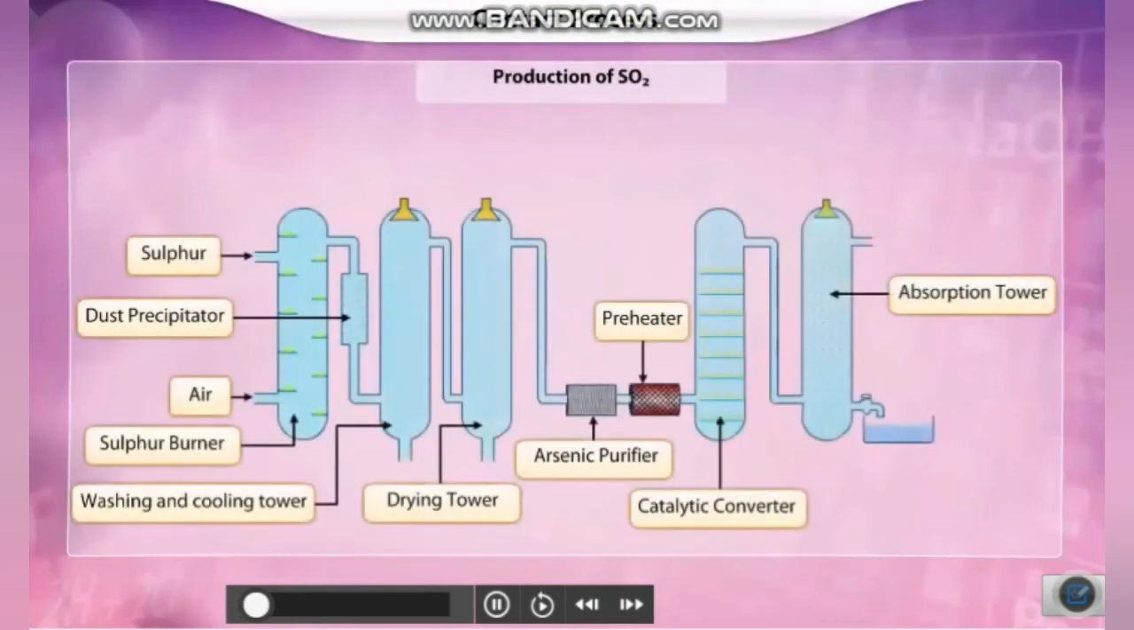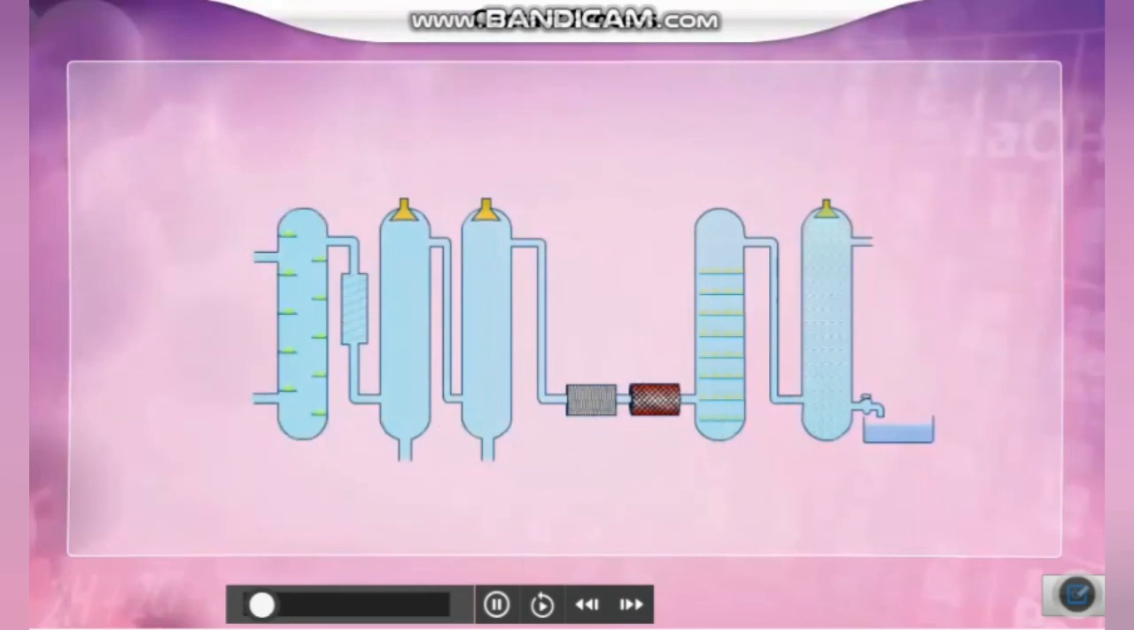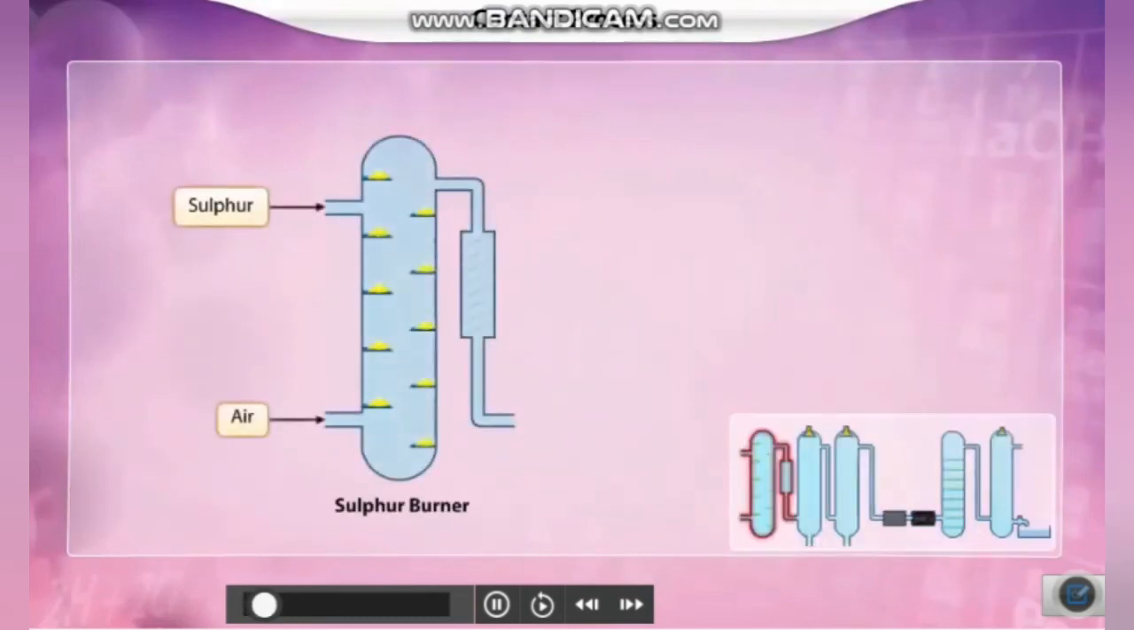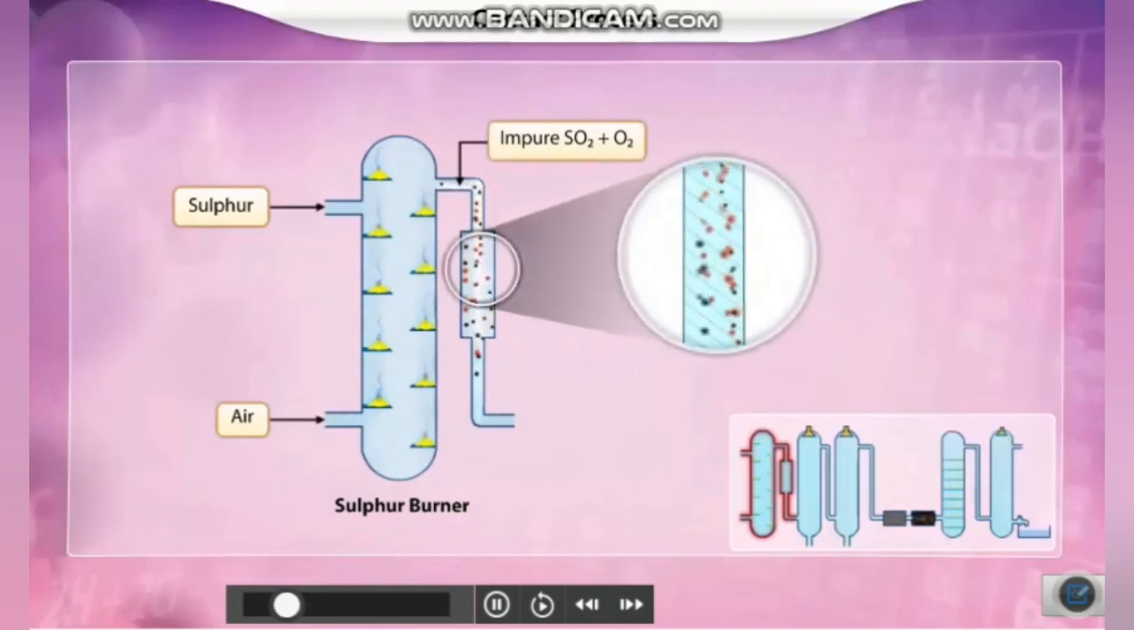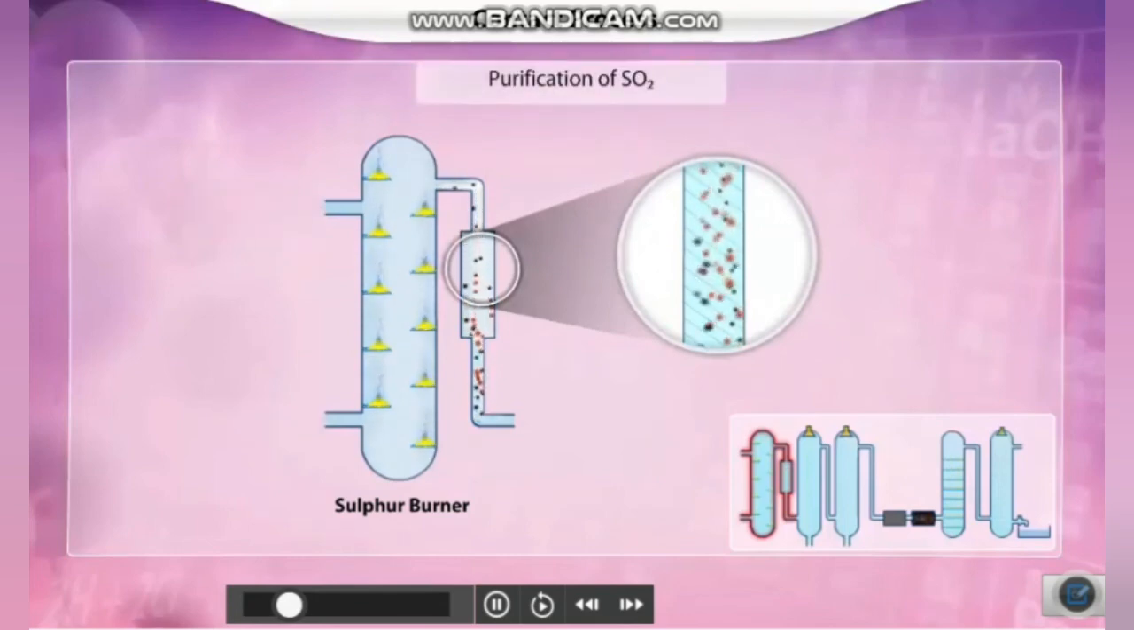The process starts in a tower called the sulfur burner. Sulfur powder or a sulfur ore, such as zinc sulfide or lead sulfide, is burnt in the air within this tower. Sulfur burns with a pale blue flame, producing a mixture of sulfur dioxide and oxygen. This mixture contains impurities such as dust particles and arsenious oxide, which need to be removed. These impurities are removed in the purification stage.